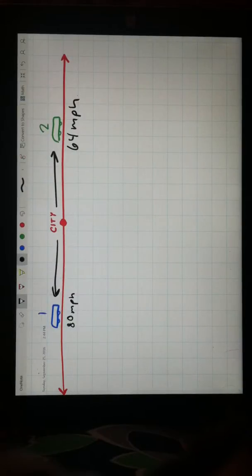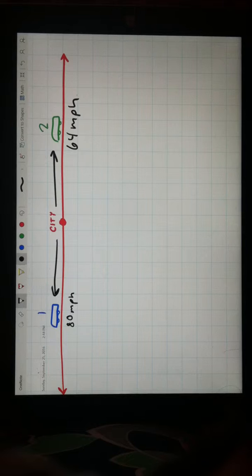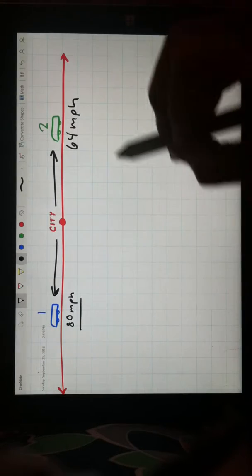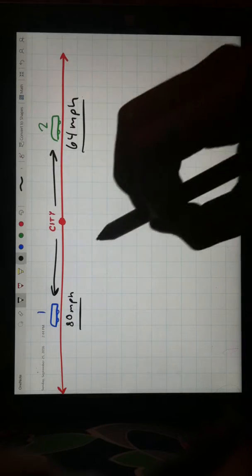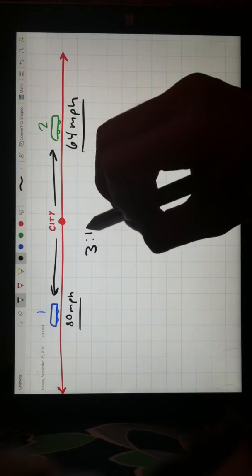Two trains leave the same city, traveling in opposite directions. The first train is traveling at 80 miles per hour, and the second at 64 miles per hour. How far apart are they after 3 hours and 15 minutes?